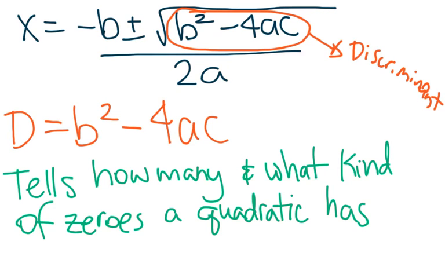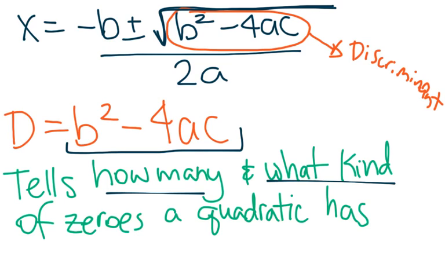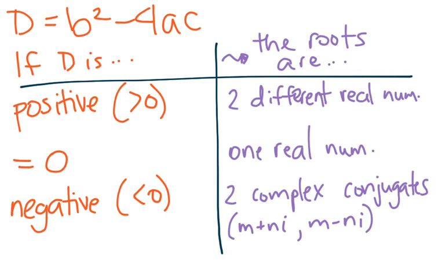In the quadratic formula, x equals negative b plus or minus square root of b squared minus 4ac all over 2a, the value underneath the square root sign is called the discriminant. The discriminant equals b squared minus 4ac. The value of the discriminant, if you were to calculate just b squared minus 4ac for any given quadratic equation, tells us how many and what kind of zeros a quadratic equation has.